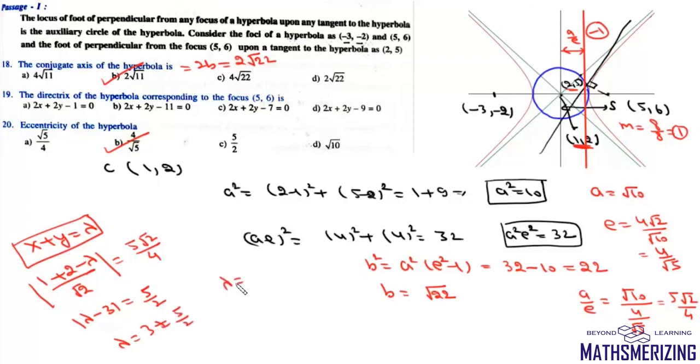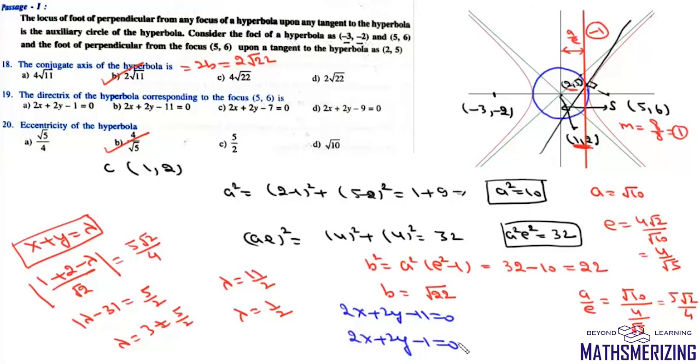Now we'll take plus sign. We'll get the value of lambda as 11 by 2. And if we'll take minus sign, we'll get value of lambda as 1 by 2. So the equation of two directrix will be 2x plus 2y minus 11 equals 0, and 2x plus 2y minus 1 equals 0. Now we have both these options here.